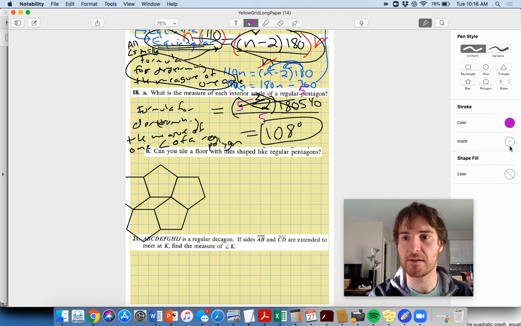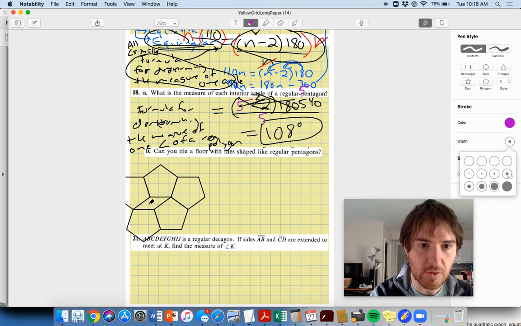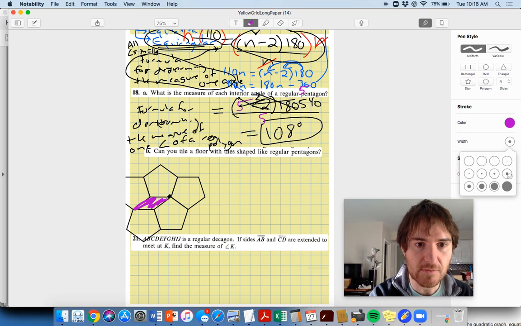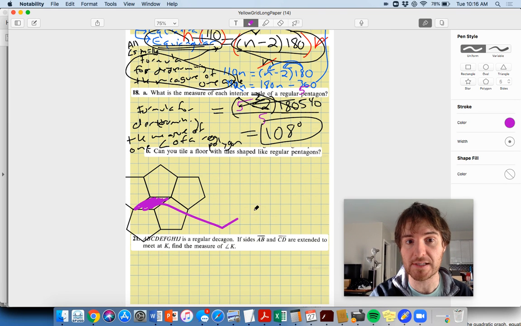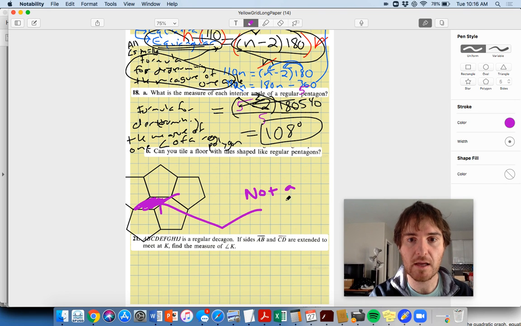Okay, so let's take a look at this here. Do you notice this open space? Right here. You could tile something with pentagons and parallelograms, it looks like. But this is not a regular pentagon. So our answer here is no.